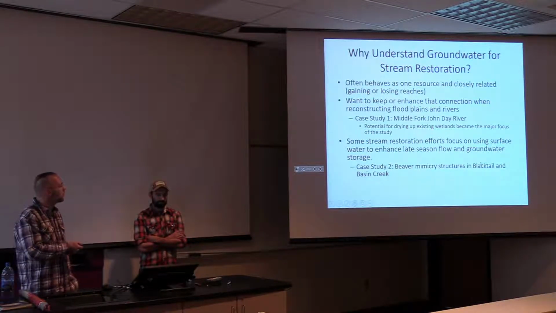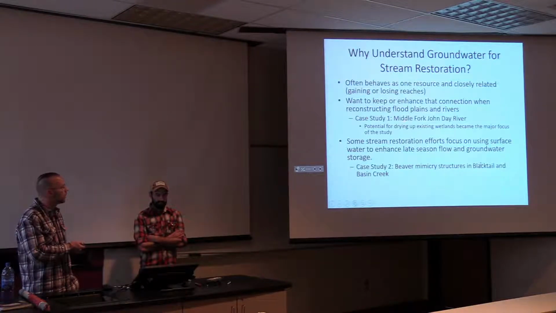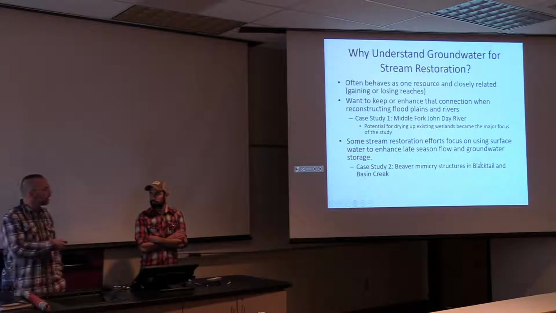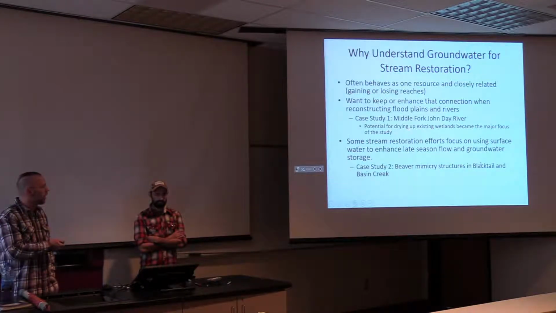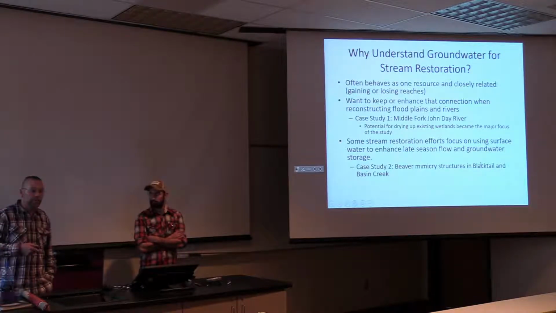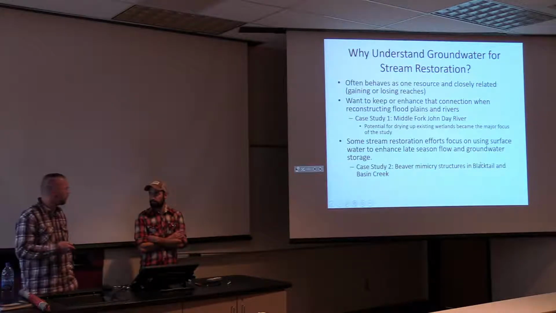So any one of you out there who is a stream restoration person, I'm sure you've looked at groundwater in those studies. So the first case study we're going to look at is the Middle Fork John Day River in Central Oregon. And we're going to focus on the potential for drying up an existing wetland. And that became the major focus of the study.